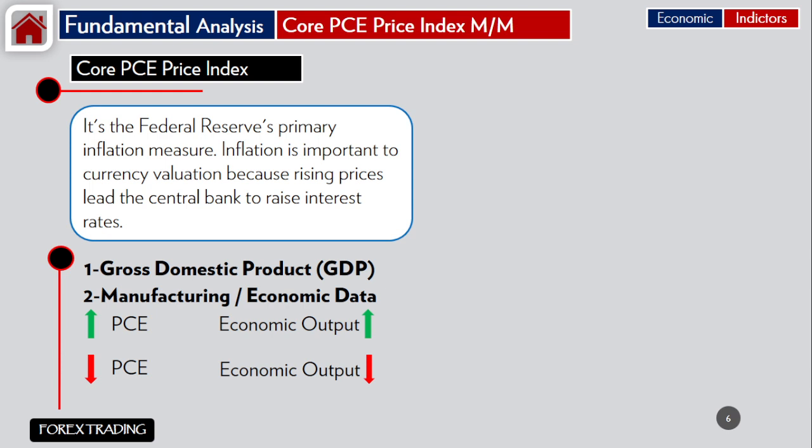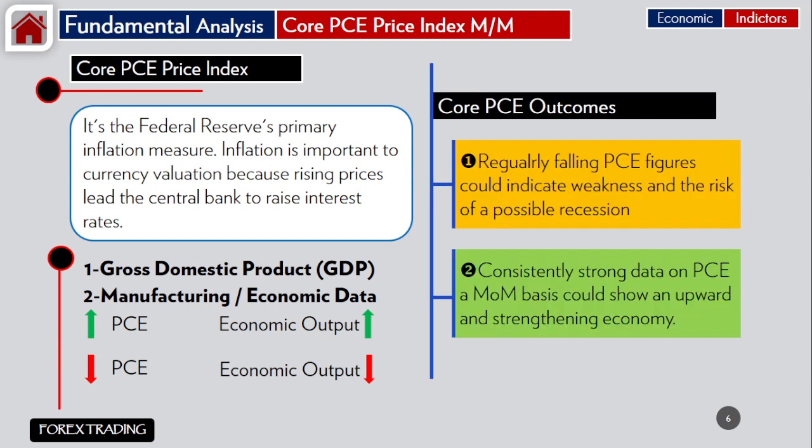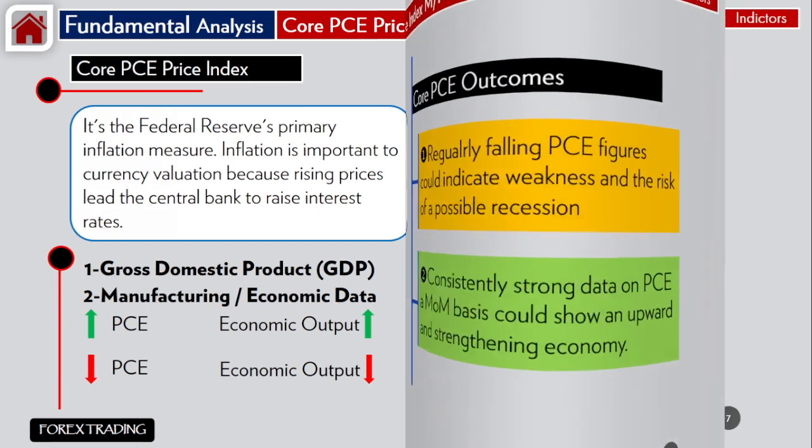If the economic output is looking good and it is showing strength, then it means that the PCE is also positive, that people are spending more. And if the economic output is low and weak, then you will also see declining PCE. So what are the possible outcomes of PCE? Falling figures of PCE could indicate weakness in the economy, and if there's strong data on PCE on a monthly basis, that could show that the economy is strengthening.